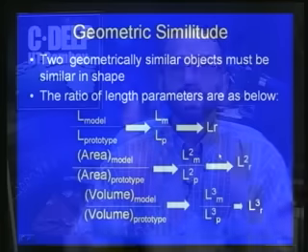As far as geometric similitude is concerned, the length can be the geometric length, or width, or the depth. When area is considered, we will have a scale ratio of Lr square, and when volume is considered, we will have a scale ratio of Lr cube. So this is as far as geometric similitude is concerned.